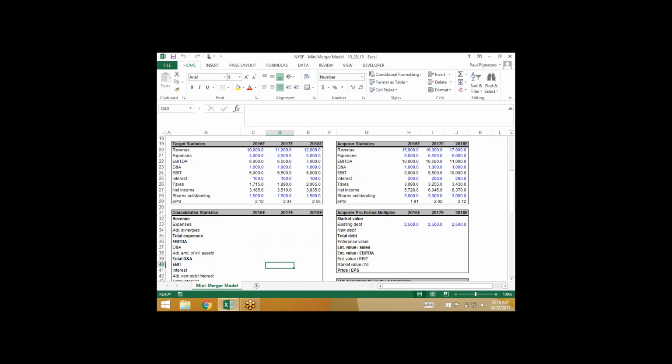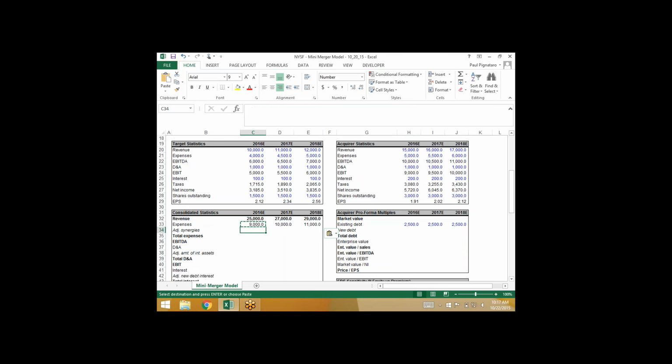So let's start there. So literally for revenue, we're taking acquirer revenue and adding it to target revenue. That's what you're doing. You're combining the operations. Copying to the right. Same with expenses. We are literally taking the acquirer expenses and adding to target expenses. Now, we're being quite broad here. We just lumped all expenses above the EBITDA line together as expenses. In the full-blown model, we'll have several line items for expenses, cost of goods sold, SG&A, you know.